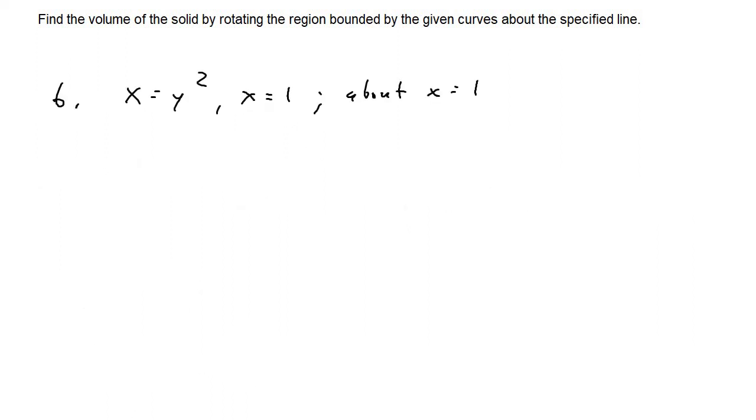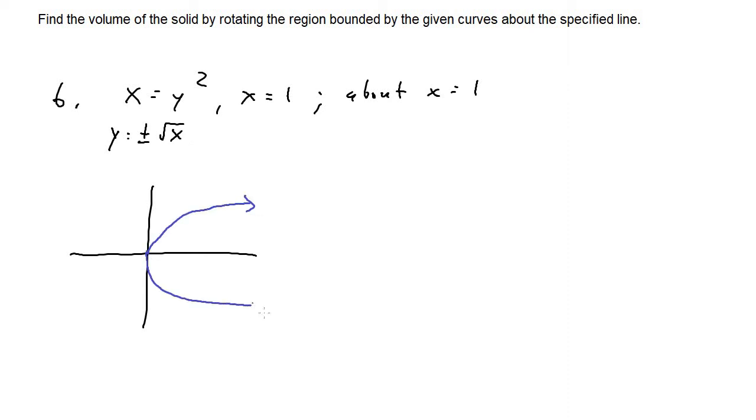Now for number 6, we have x equals y squared, x equals 1, and we're going to rotate the region about x equals 1. So if I go ahead and graph this, now x equals y squared. If I solve for y, y equals plus or minus the square root of x. We've done this plenty of times in this video. Square root of x is like this. Negative square root of x is the reflection across the x-axis.